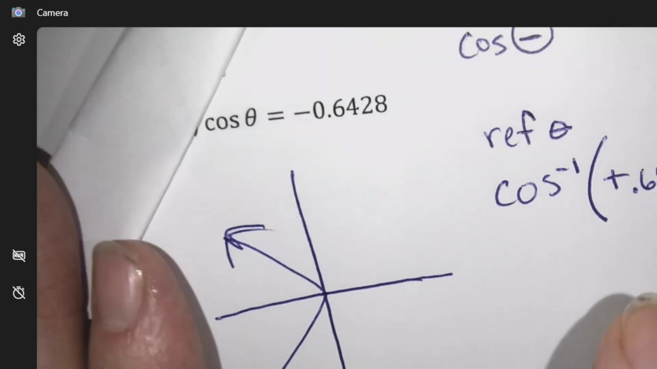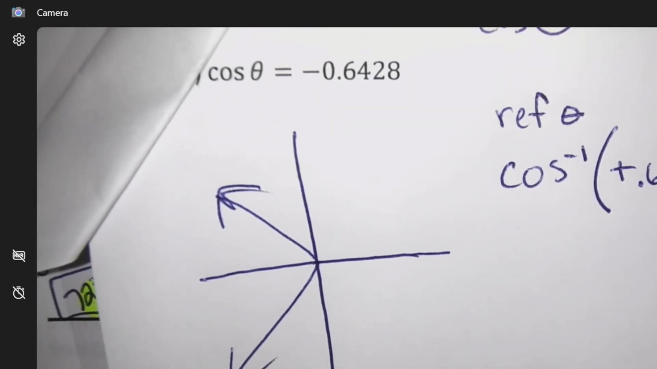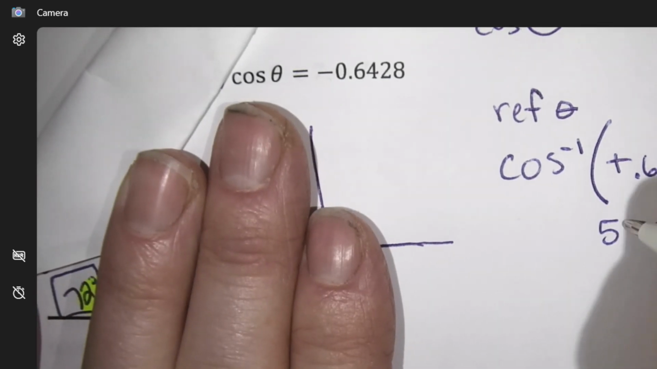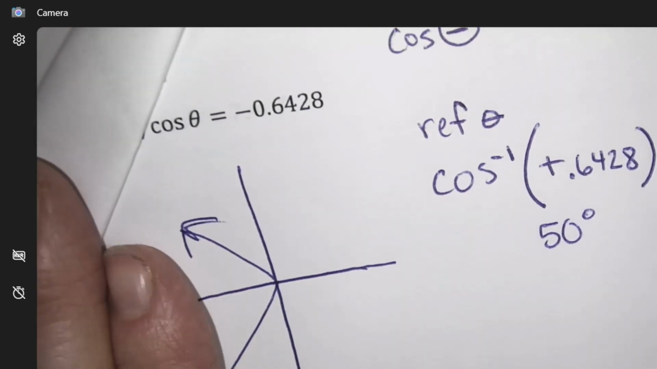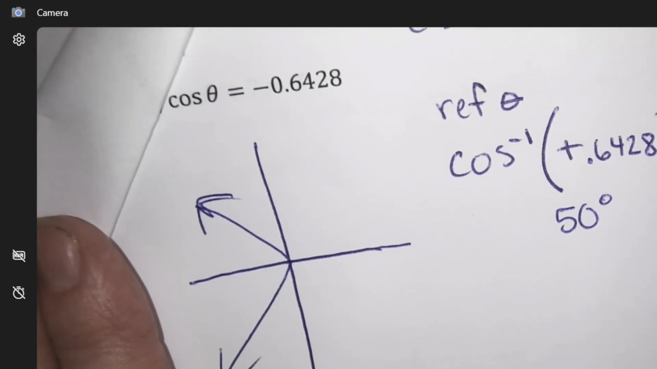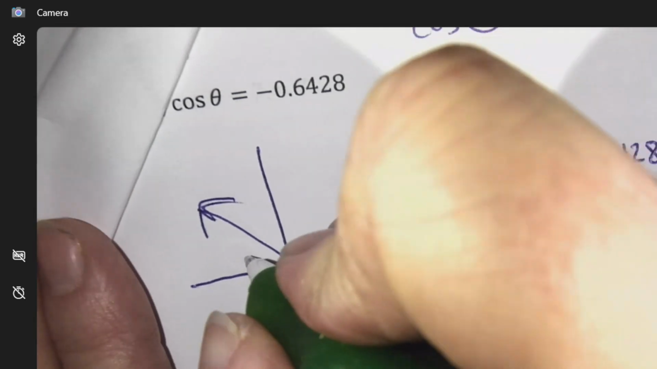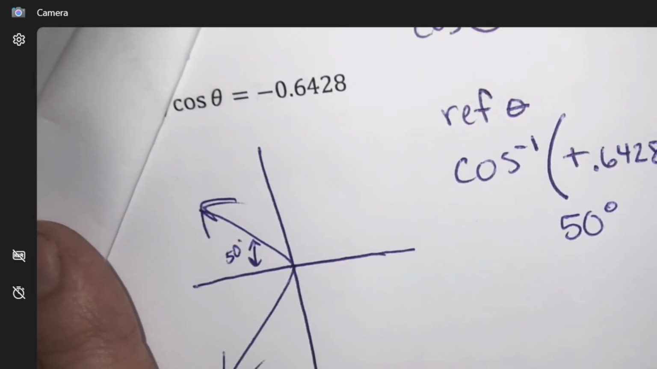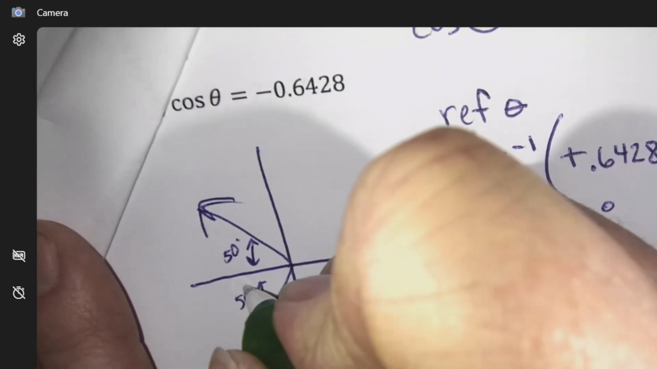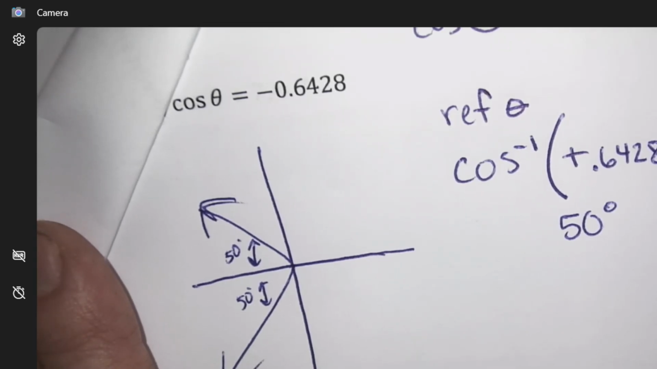Okay, so give me that value. Cos inverse of positive, and I got 50 degrees. That's good? That's a reference. So this is telling me about the space from the x, always the x-axis.